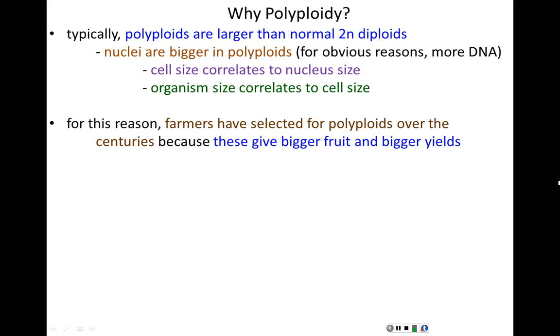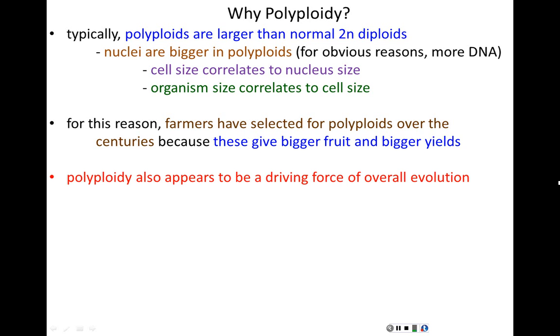For this reason, and this reason alone in many ways, farmers have selected for polyploids over the centuries of agriculture because polyploids give larger plants, and larger plants give larger fruit and better yields. These farmers knew nothing about polyploidy, knew nothing about chromosome sets, knew nothing about DNA. They only knew that by forcing plants to do this, they got larger fruit. And so farmers forced plants to do that. But what they were really forcing on the molecular level was the maintenance of additional chromosome sets.